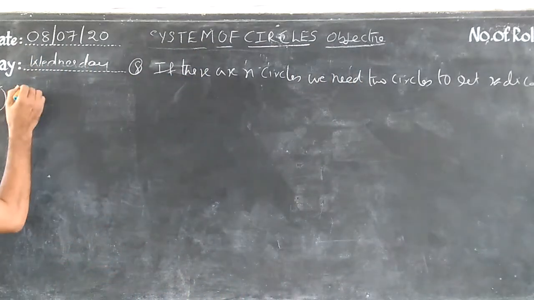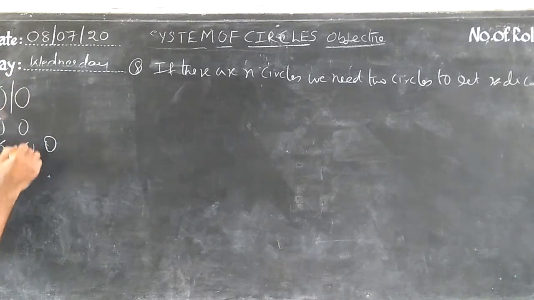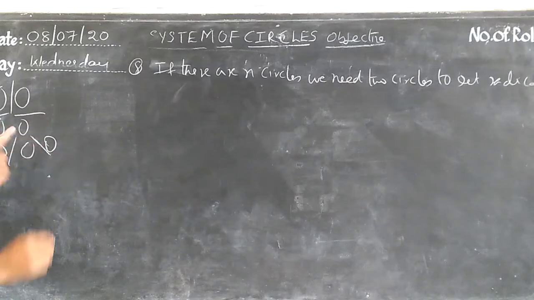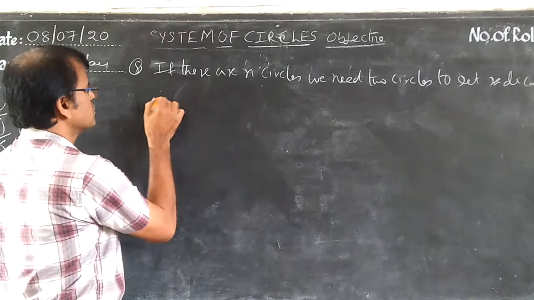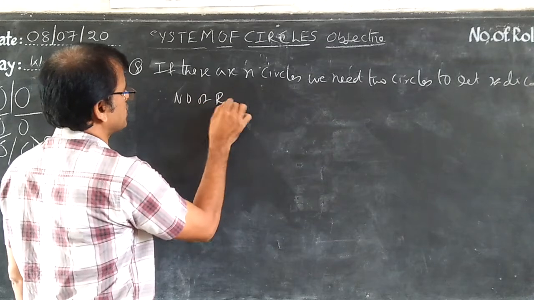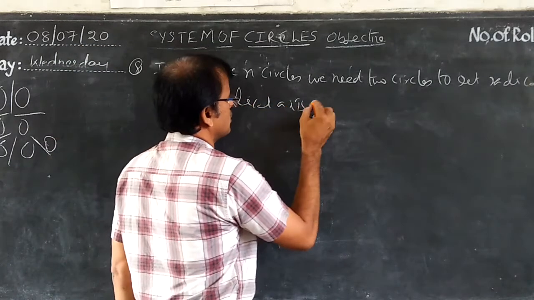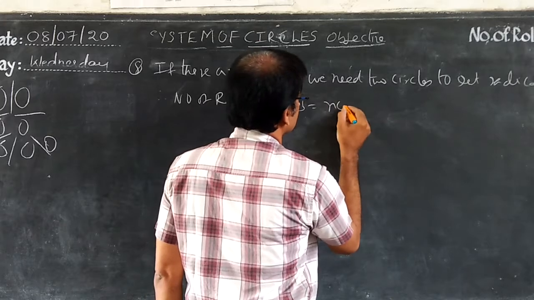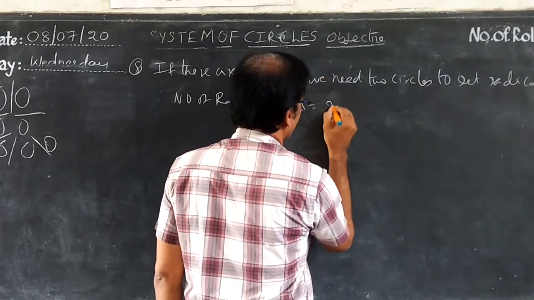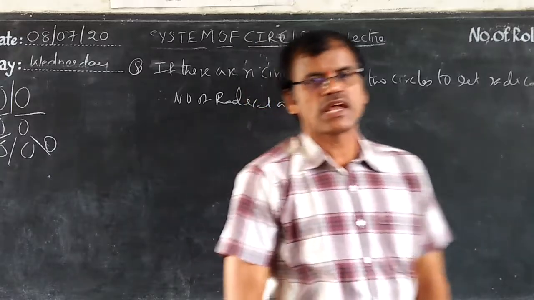So many circles may be like this, but here it is the radical axis. For any two circles, a radical axis exists. So the number of radical axes is equal to nC2. This is the formula. C stands for combination or selection.